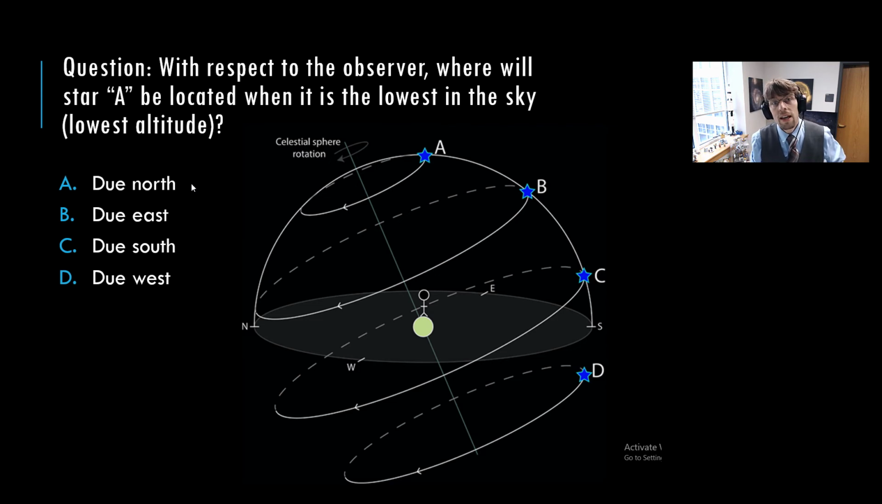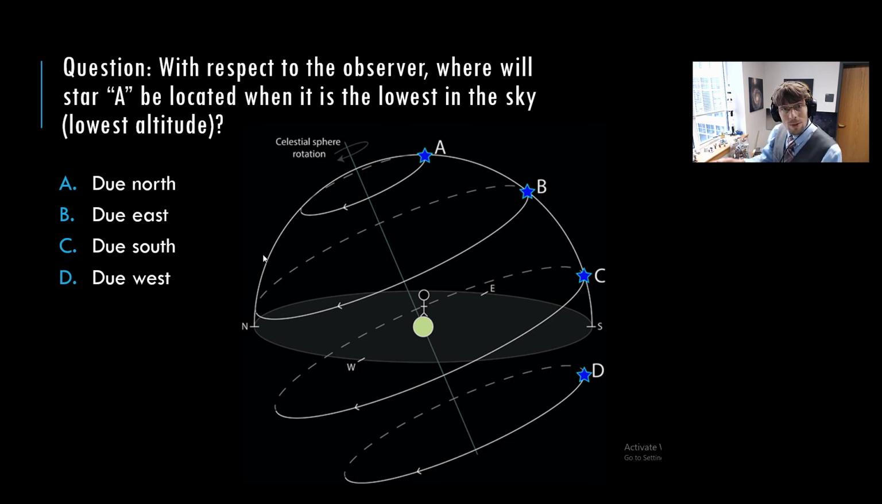So, question: which direction does this observer need to face in order to see star A at the lowest altitude, the closest to the horizon? Over here, this big distance to the horizon, and up here, there's that. You see this one's pretty big. But as the celestial sphere rotates, A will eventually end up down here, and you see that is a fairly small distance. So they'll have to look due north.